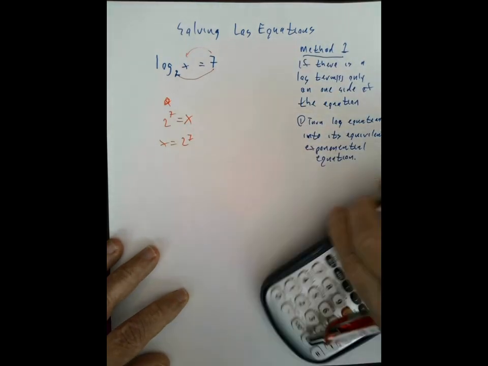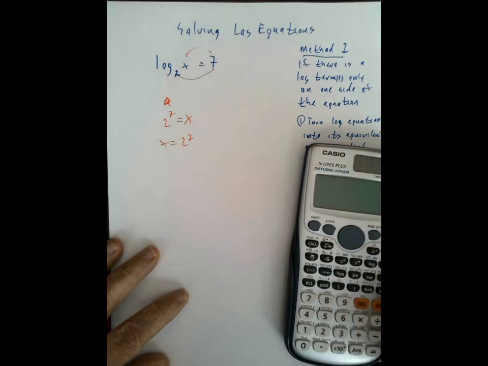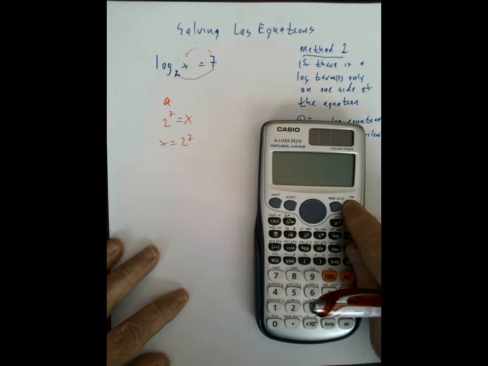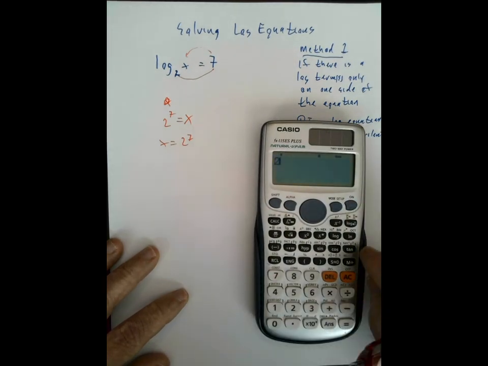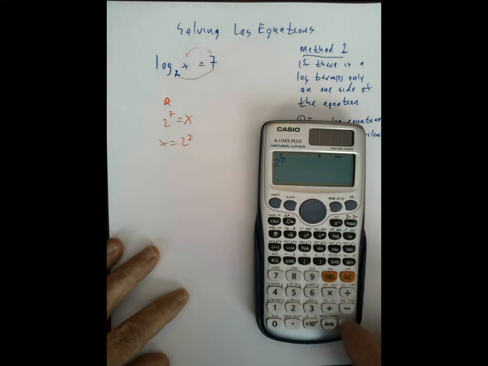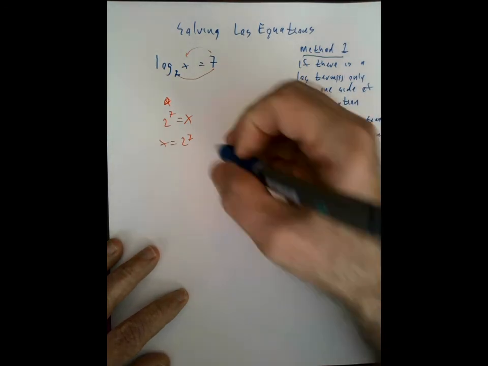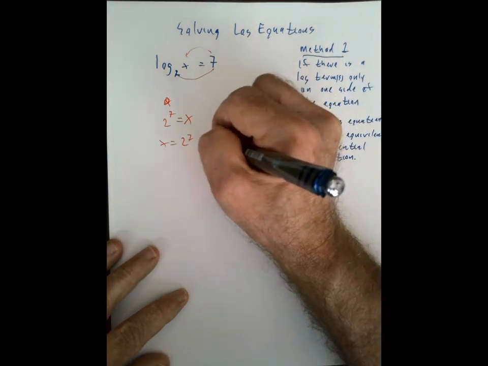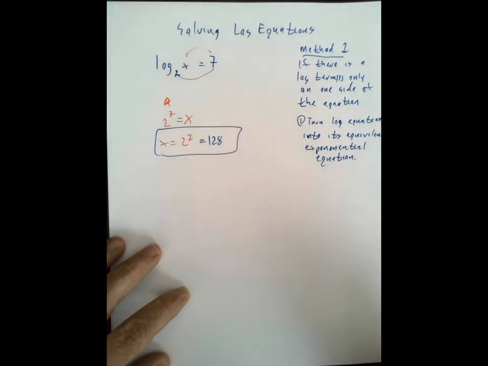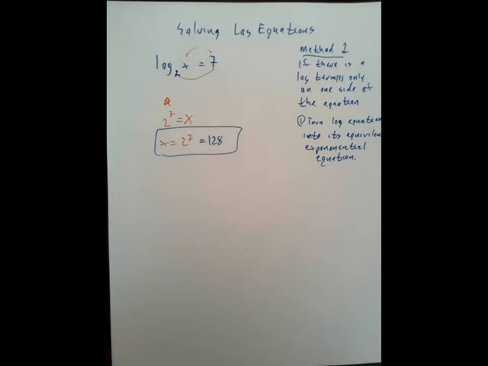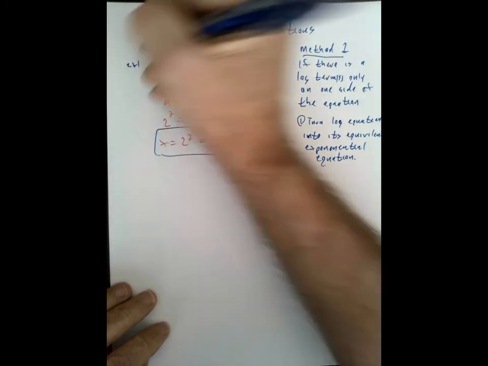Well, what's 2 to the 7th power? According to Mr. Calculator, 2 exponent 7, boom, that's 128. So there's our answer, 128. Okay? So that's going to be example 1 for us.